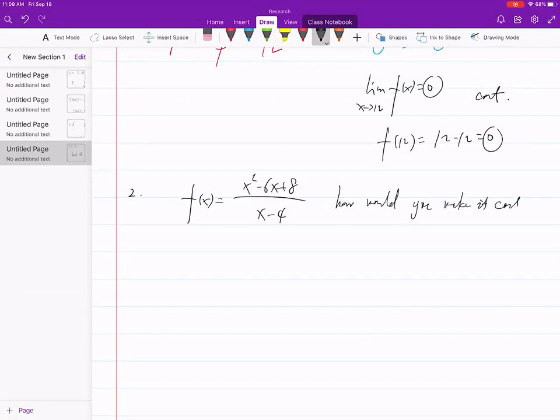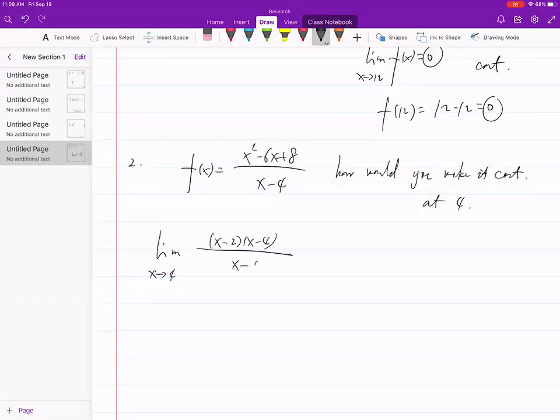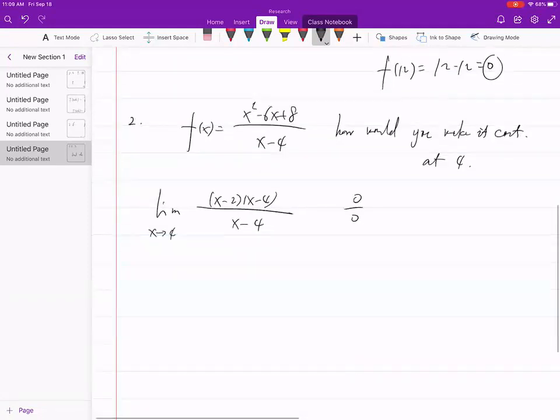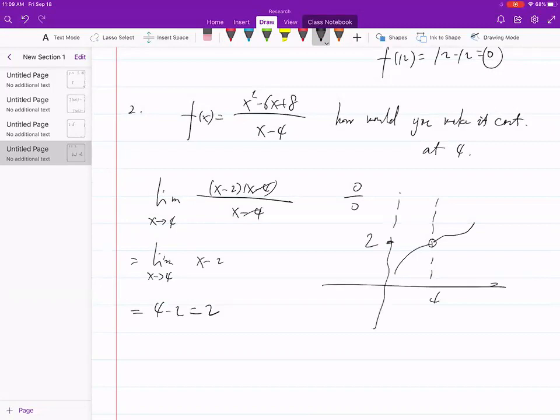That means it's not continuous here yet. Well, let's just take a look. Limit as x goes to 4. Okay, that is (x minus 2)(x minus 4) over (x minus 4). You have 0 over 0, so at 4, there is a hole. Other than that, we could cancel them. We have 4 minus 2, which is 2.